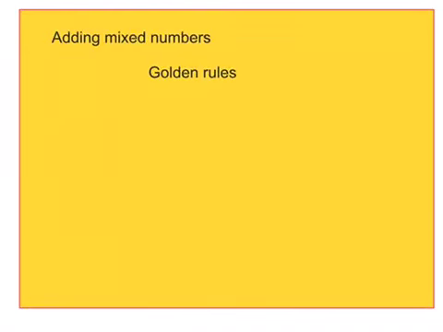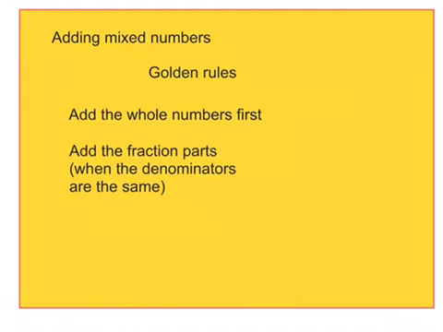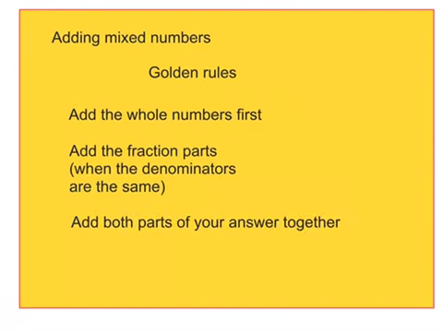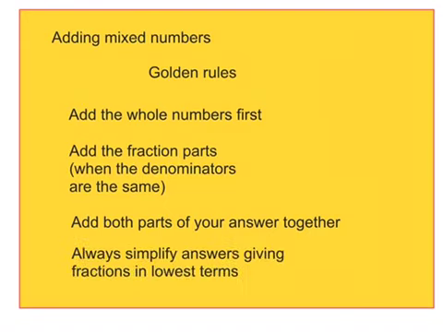So the golden rules to remember when you're adding mixed numbers: add the whole numbers first, then add the fraction parts. If you've got different denominators, you'll have to convert your fractions to equivalent fractions so that you have got the same denominator. Then add both parts of your answer together. So you've got the bit from adding the whole numbers and the bit from adding the fractions. Add those two together. And then always make sure that you simplify your answer. You always give any fraction answer in lowest terms.